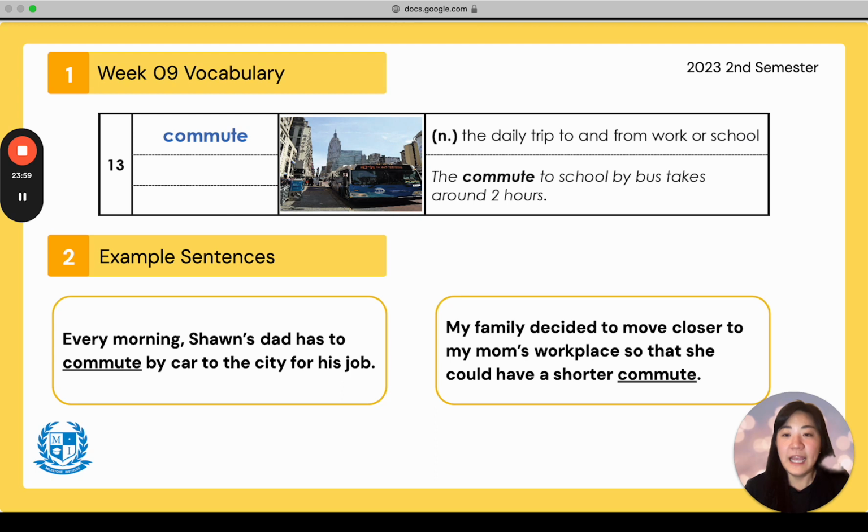Example 1: Every morning Sean's dad has to commute by car to the city for his job. So maybe they live over in a nice neighborhood and he has to drive to work. His commute.